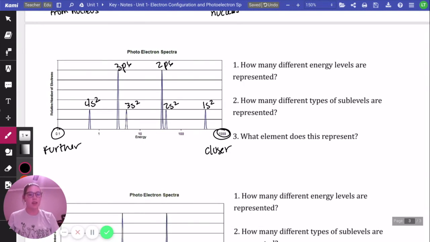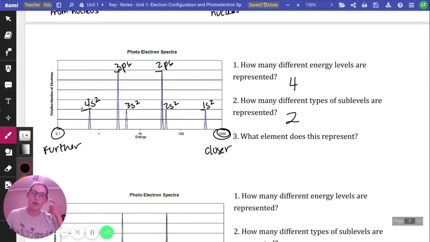So number 1 says how many different energy levels are represented. That would be 4, because I have 1, 2, 3, 4. And then how many different sublevels are represented. So it's S, P, D, and F. I only have S and P here, so I only have 2 different sublevels.